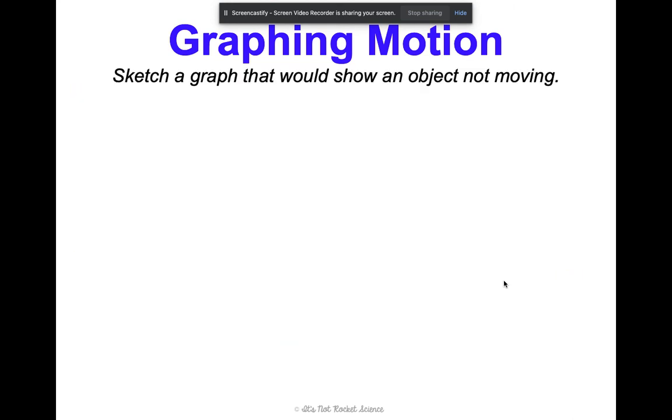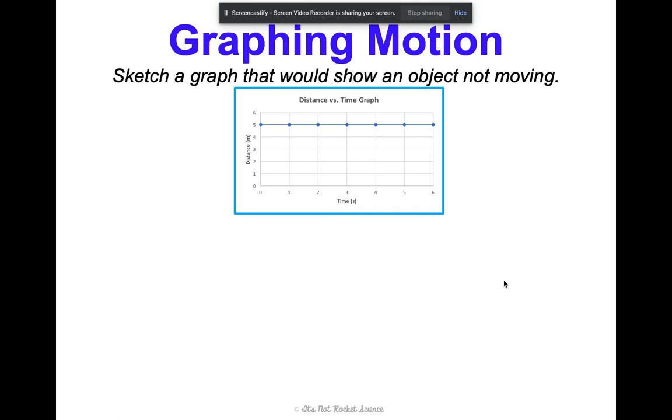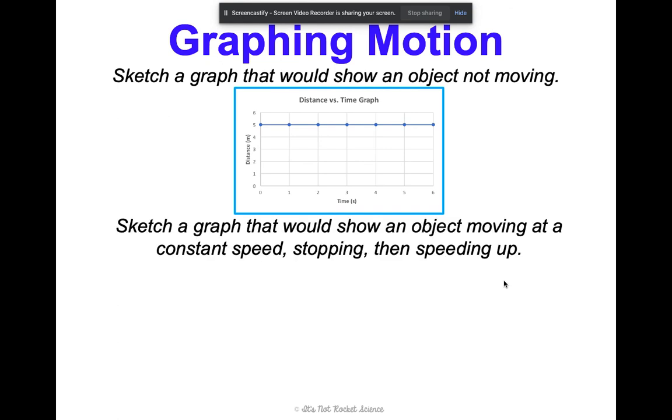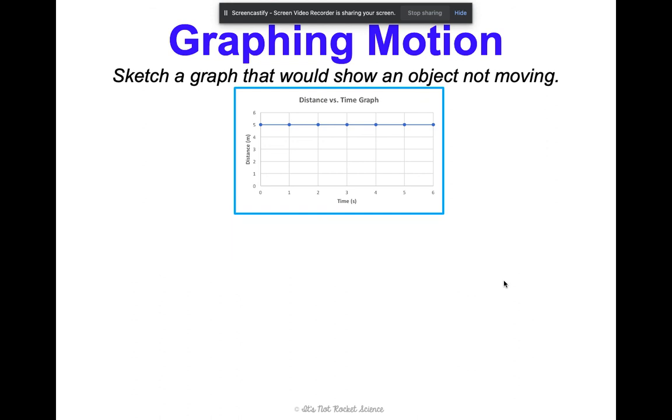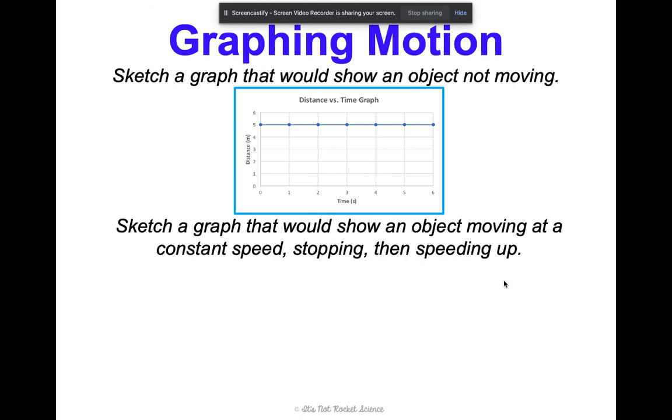Okay, and then let's go ahead and talk about these different graphs here. This is one type of graph that you may see too. This just represents that an object is not moving at all. They may have gone a certain distance, but at the point that these data points were taken, there is no movement happening. And then you can also show movement that's variable.